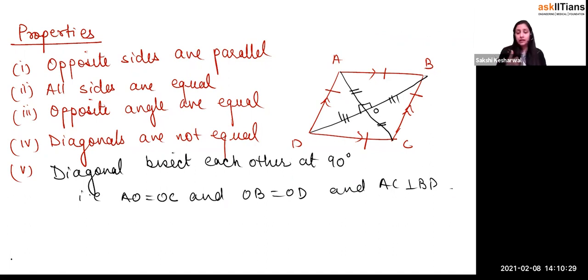Now let's talk about the diagonals. Diagonals are equal only in the rectangle and the square. Diagonals are unequal in the parallelogram and the rhombus. Diagonals bisect each other at 90 degrees in the rhombus and the square. These are some small properties you should keep in mind, and you should know the difference between all four figures very fast.